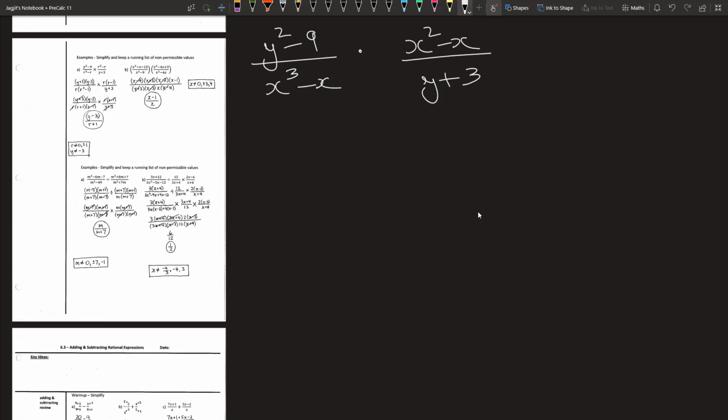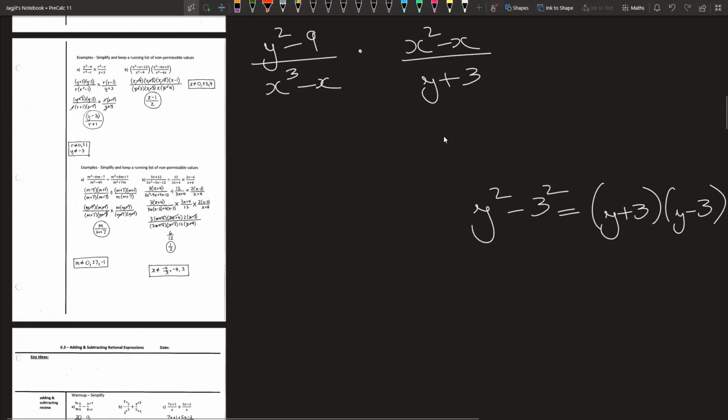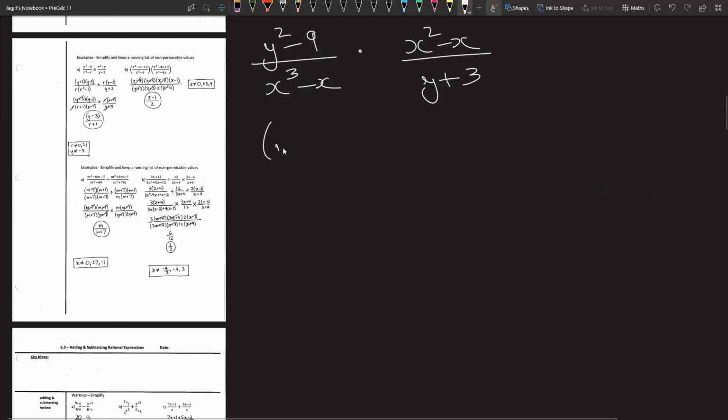The top is y squared minus 9. You can think of this as y squared minus 3 squared. Aha, that's my difference of squares. I can factor this as y plus 3 times y minus 3. So that's quite simple. So let's do that. Let's factor that top over there. We're going to write this as y plus 3 times y minus 3.